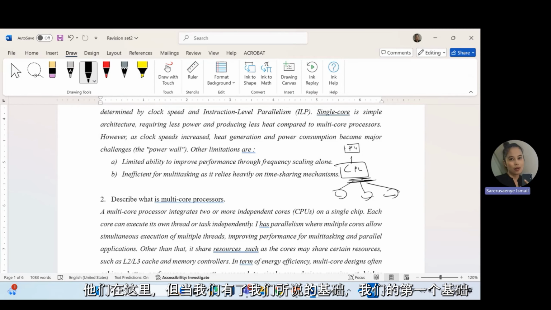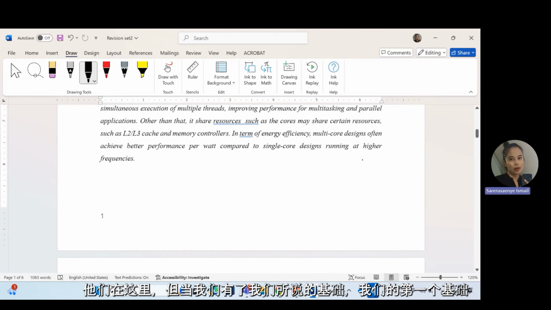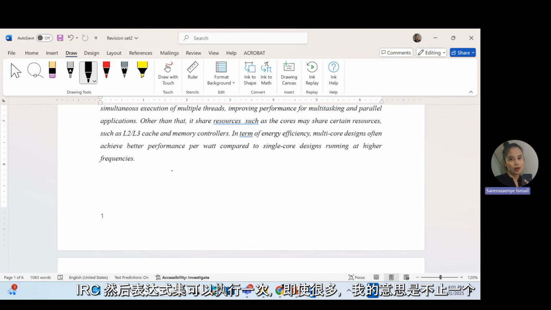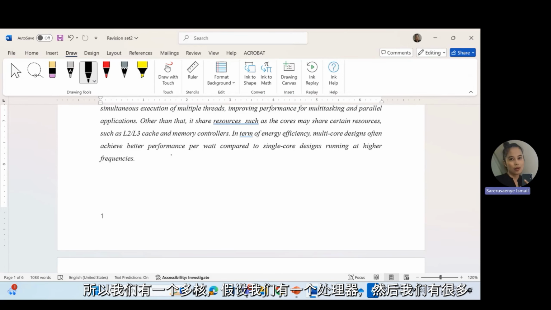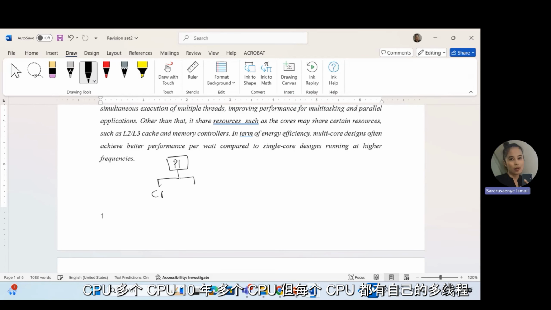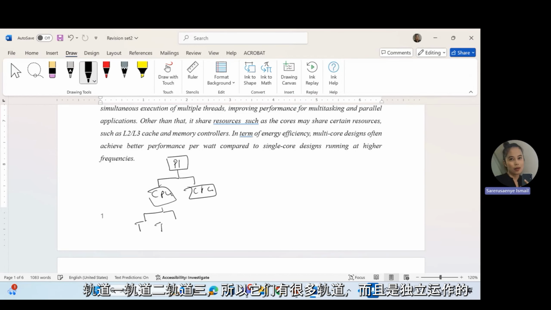So of course, this is a traffic jam here. But when we have what we call the foundation, the first foundations of our RISC, the instruction set can be executed one time, even though a lot, I mean more than one. So we have a multi-core. Let's say here we have one processor, and then we have many CPUs, more than one CPU in here. But each of the CPUs has its own multi-thread: thread 1, thread 2, thread 3. So they have many threads, and they work independently together.